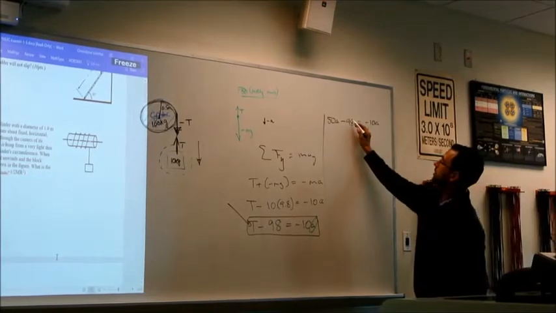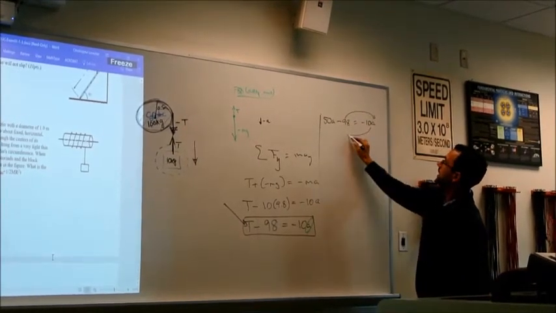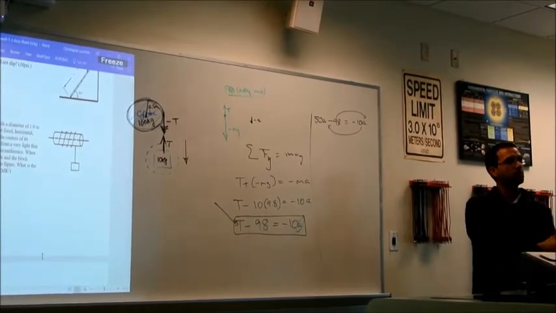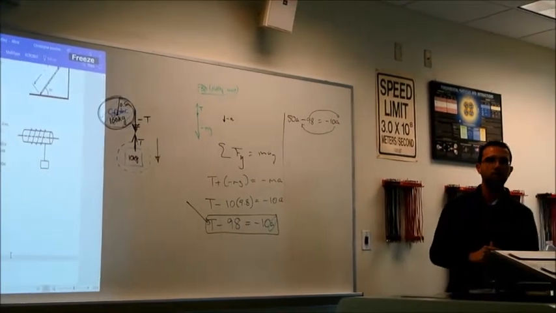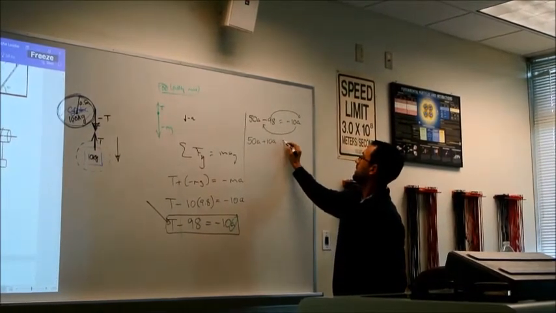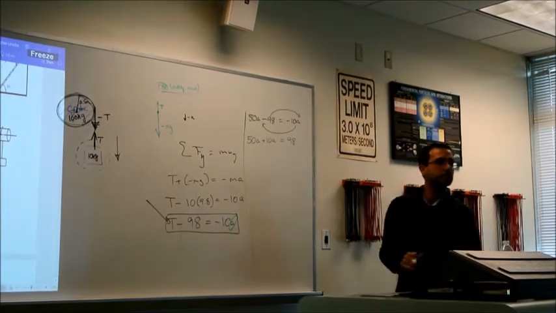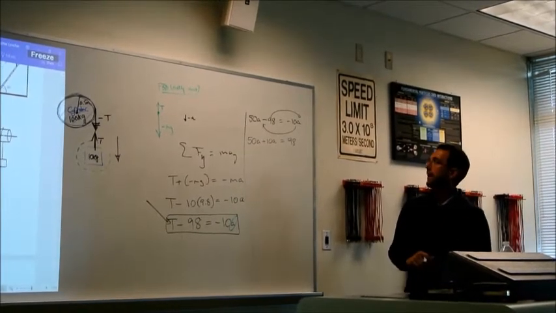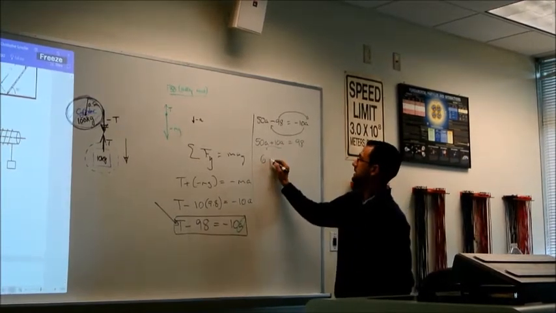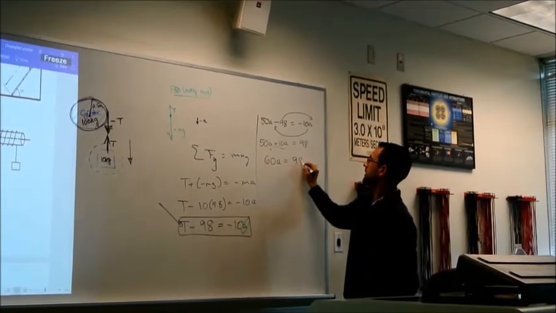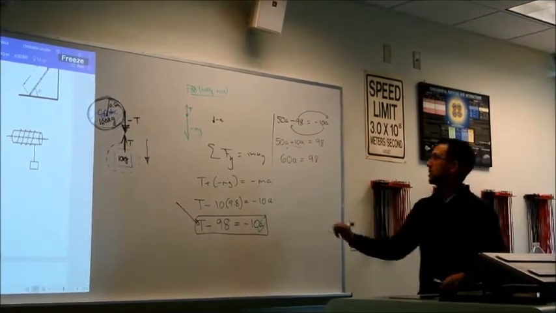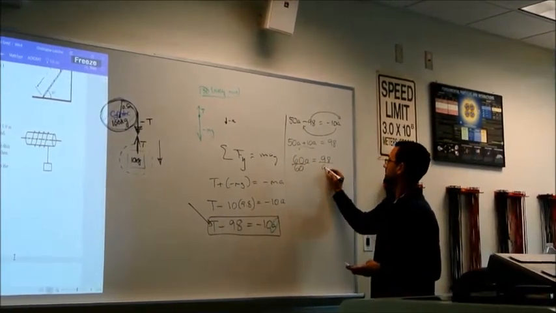So, take a look. I can take the 98 over. I can take the 10A over as well, so that I can isolate all the A terms on one side and all the numbers on the other side. So I have 50A plus 10A is equal to 98. And now, 50A plus 10A gives me 60A, is equal to 98. So now I'll be able to calculate the acceleration by dividing. So now I'm going to divide by 60.